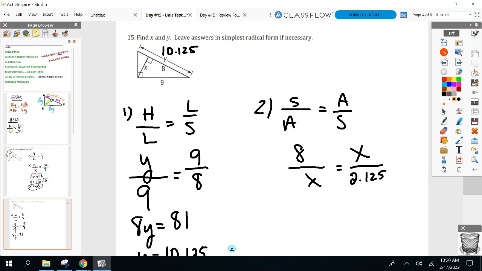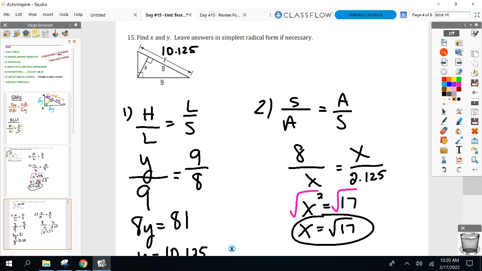Cross multiply. X squared equals 17. Now I got to take the square root. So x would be... I don't think I can break down the square root of 17, so leave it in simplest radical form. Square root of 17.